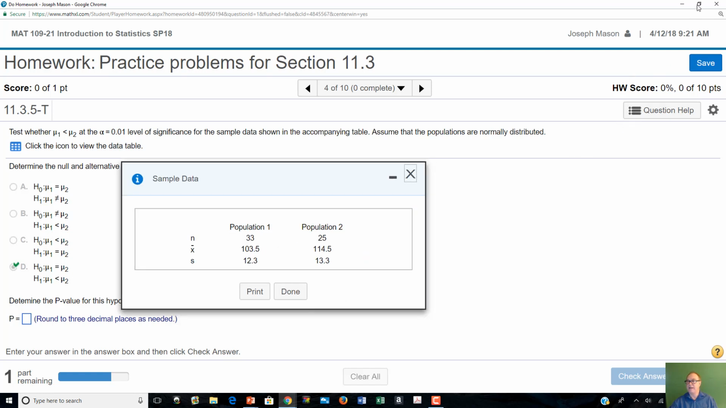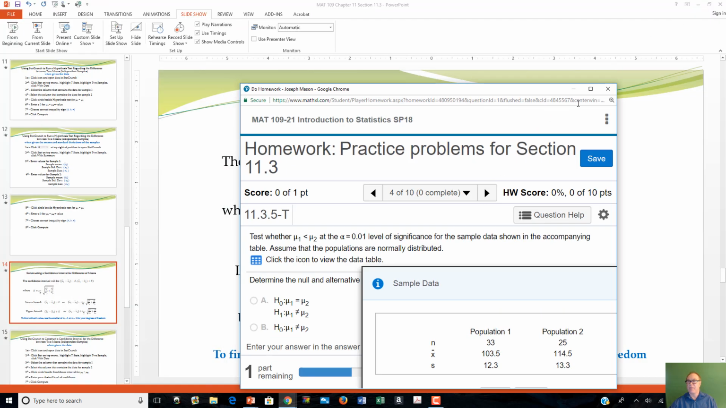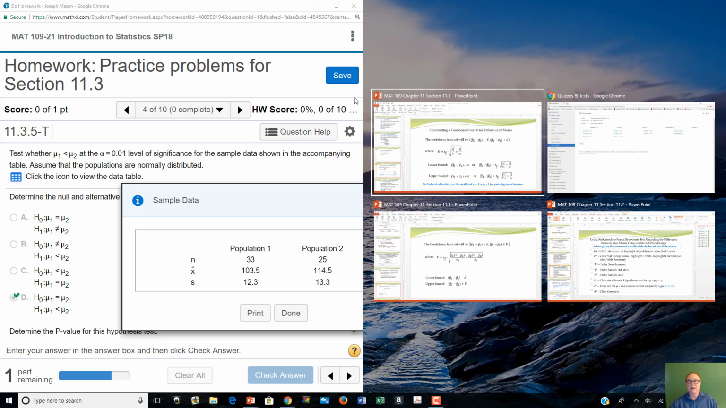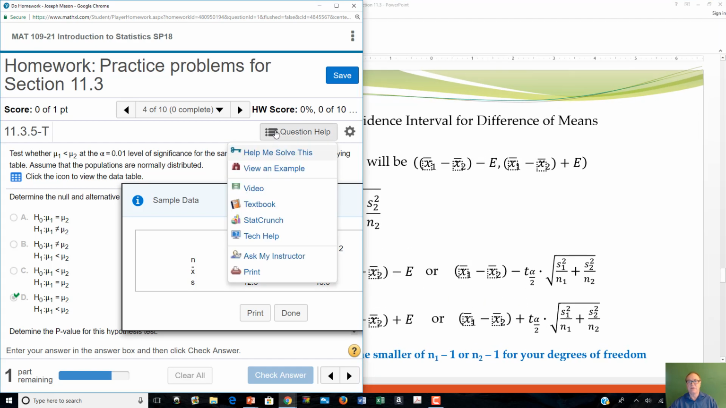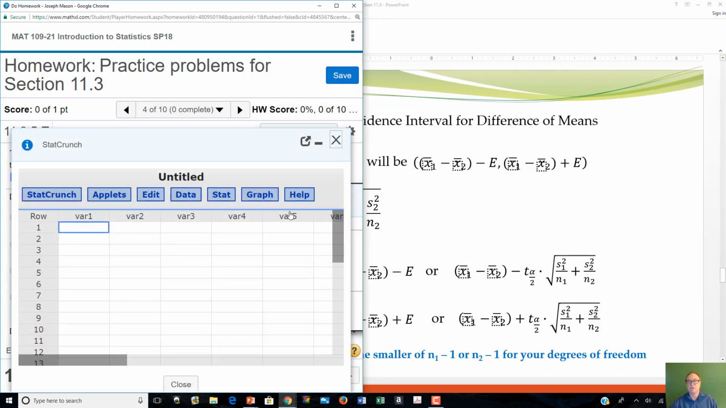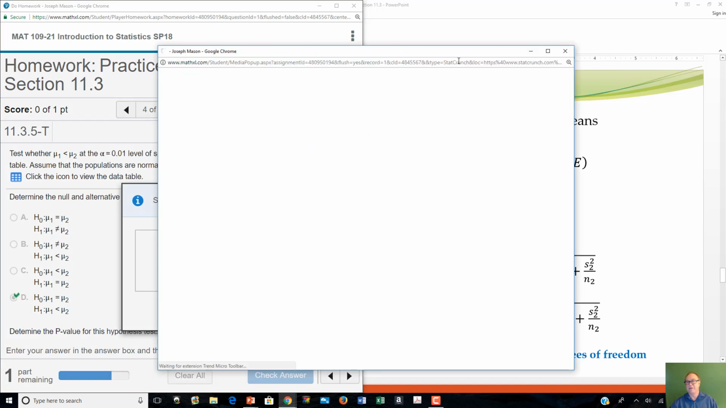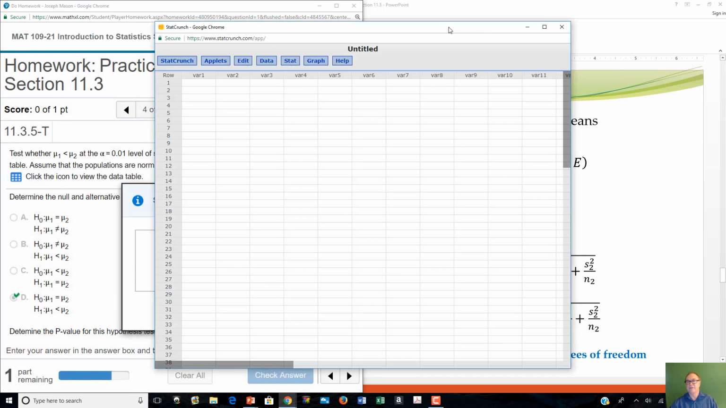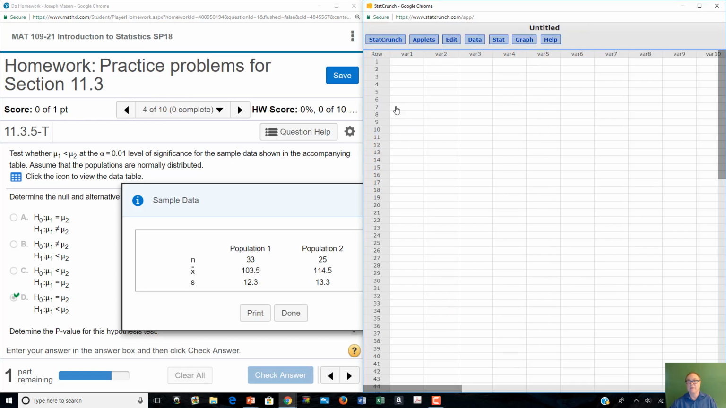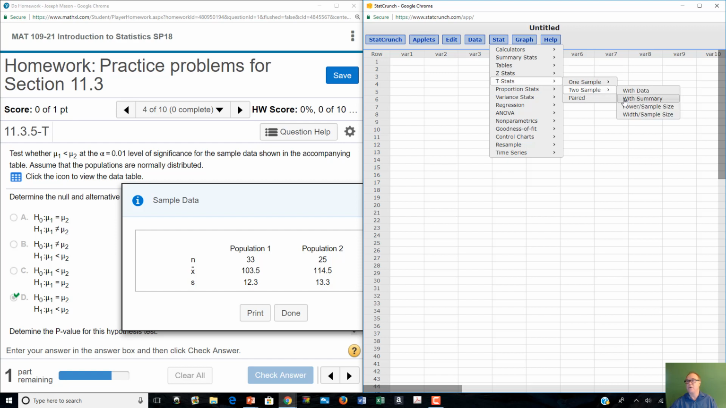Let me shrink this down a second and put it on the left side. Now I'm going to open up StatCrunch, pull it out, click it to the right. Okay. Now I'm going to hit Stat, T-Stats, two sample with summary.